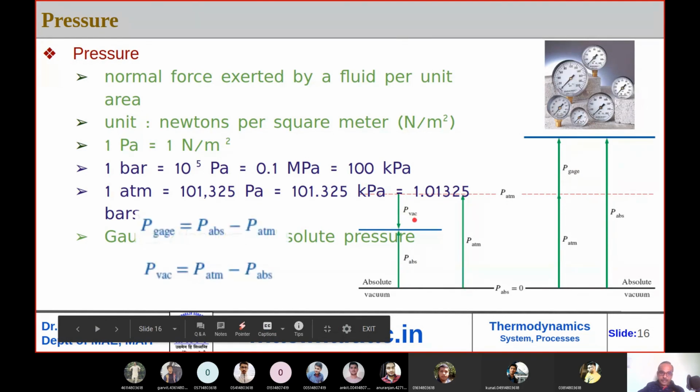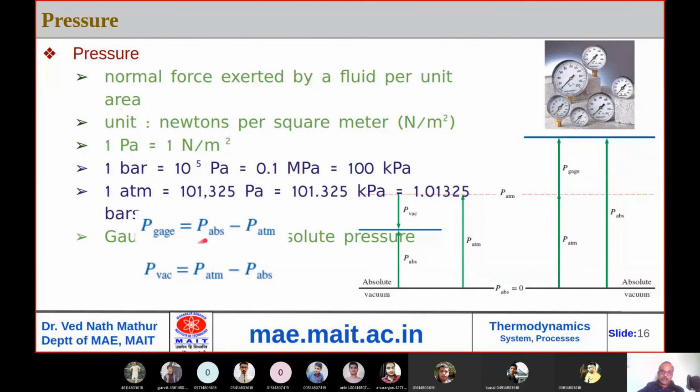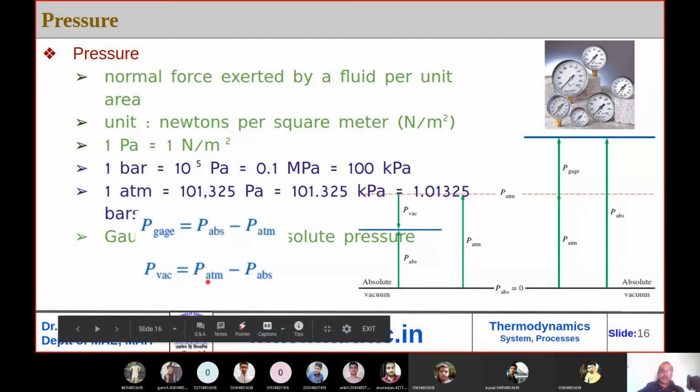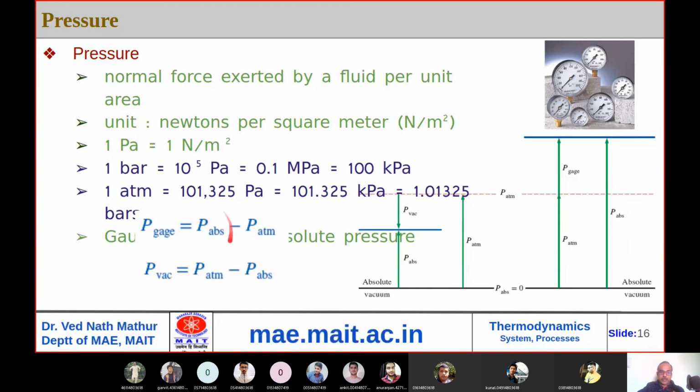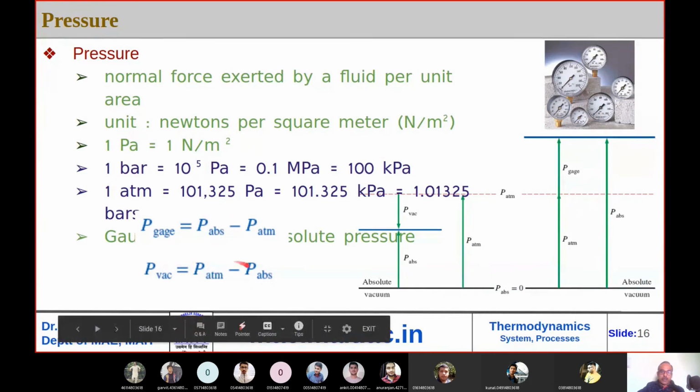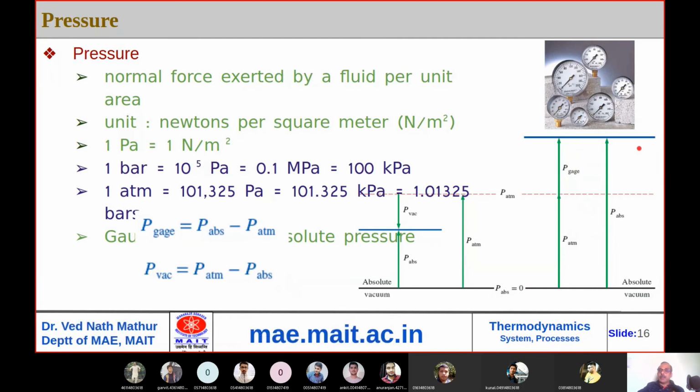So gauge pressure is absolute pressure minus atmospheric pressure, or absolute pressure is equal to gauge pressure plus atmospheric pressure. Similarly, vacuum pressure is atmospheric pressure minus absolute pressure. So we must calculate absolute pressure for all our calculations. That means we must consider atmospheric pressure along with the gauge pressure.